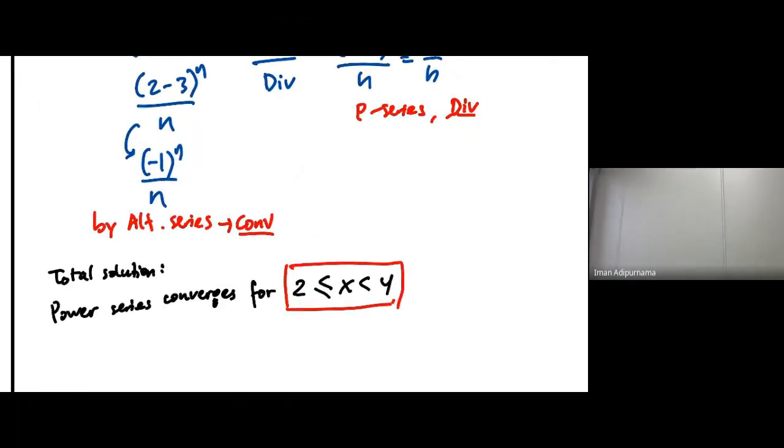So don't forget that after you find the interval, you need to test when x equals the endpoints here. Test the series and see what kind of series it will be. If it converges, then you put the equal sign in here.